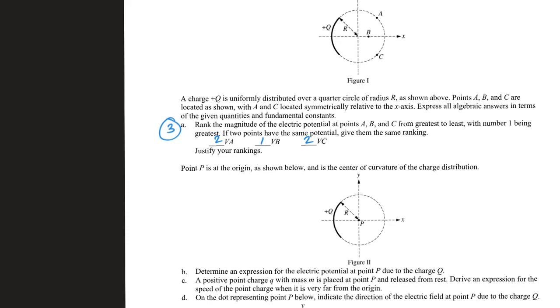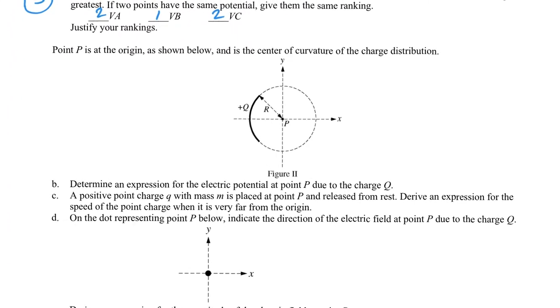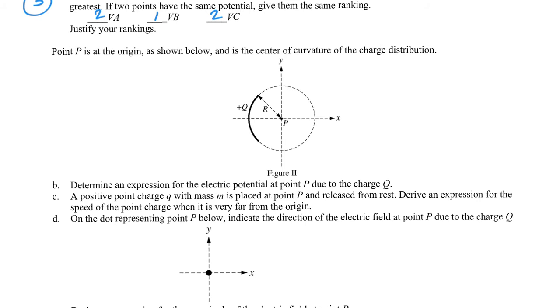part B. In part B, it says determine an expression for the electric potential at point P due to the charge Q. All right, so we're talking electric potential at the center. So this is a different location. They only gave 2 points total for this. And probably because, if you've been paying attention a little bit, you understand that each point there is the same distance away from the center.